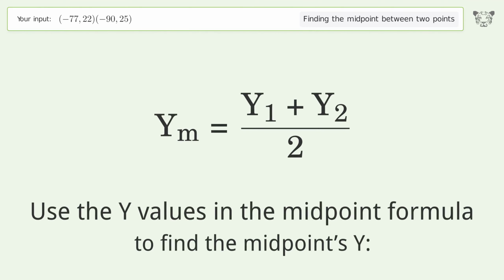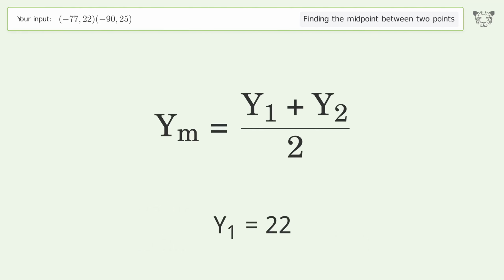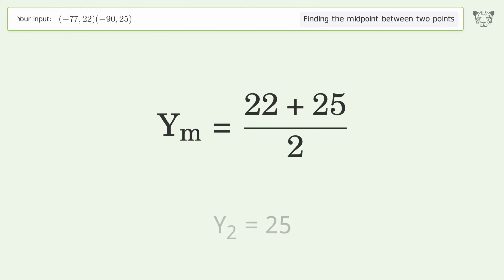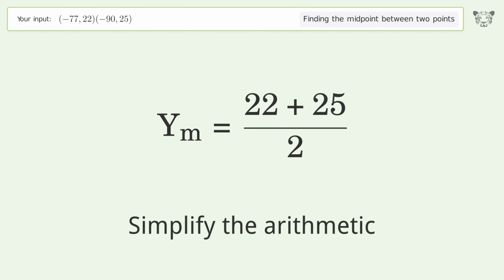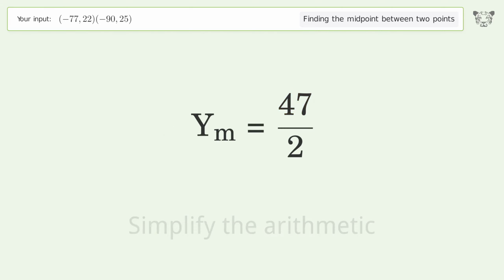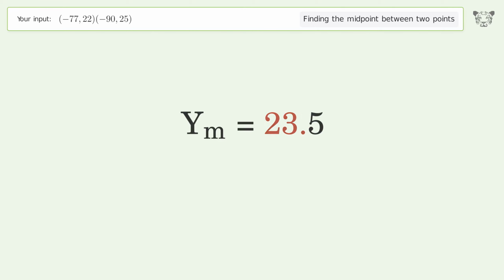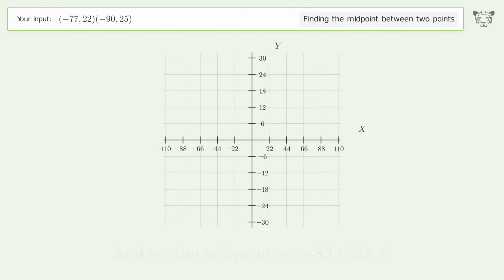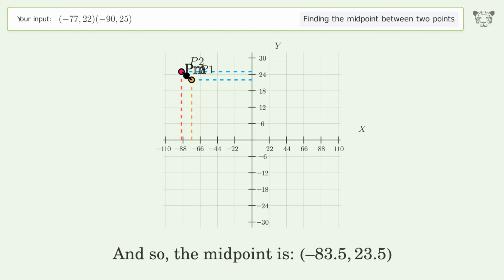Use the y values in the midpoint formula to find the midpoint's y. y1 equals 22. y2 equals 25. Simplify the arithmetic. And so, the midpoint is negative 83.5, 23.5.